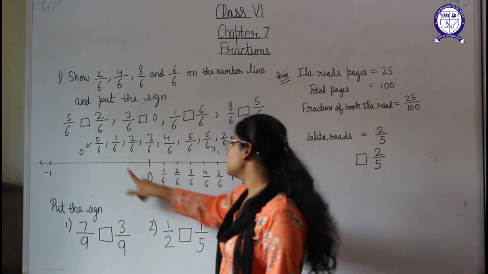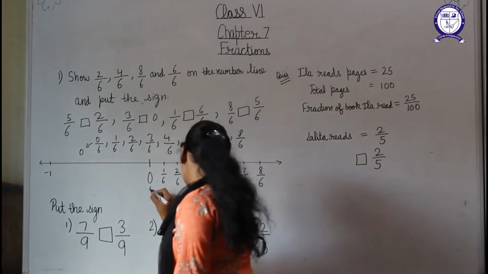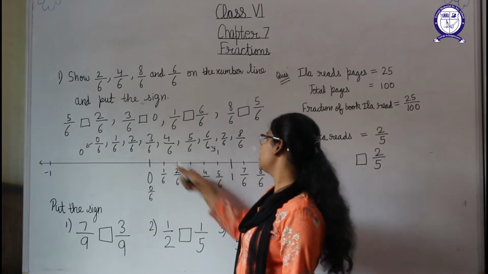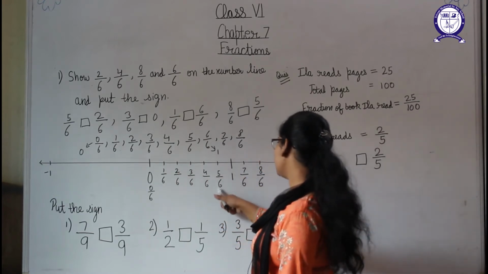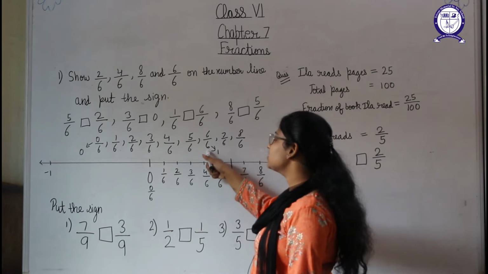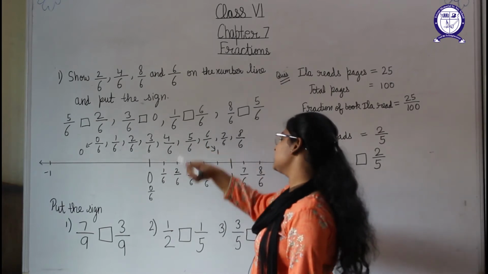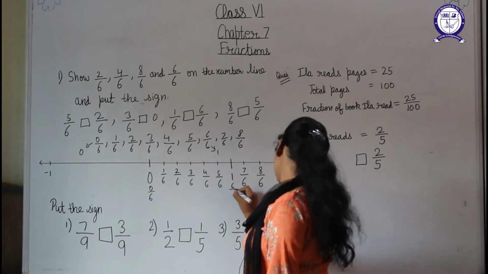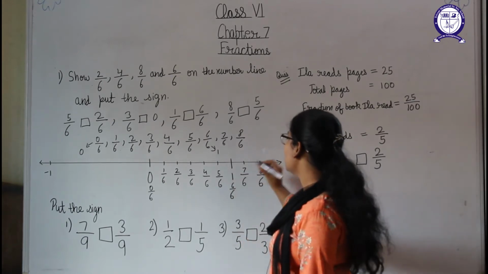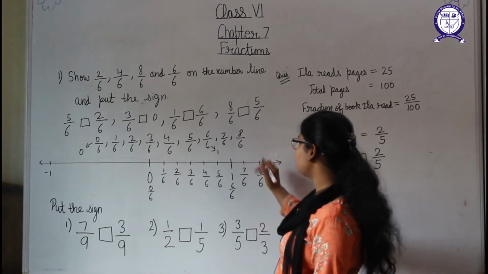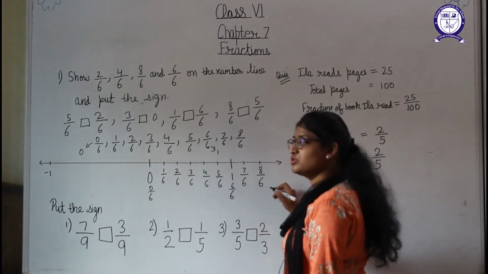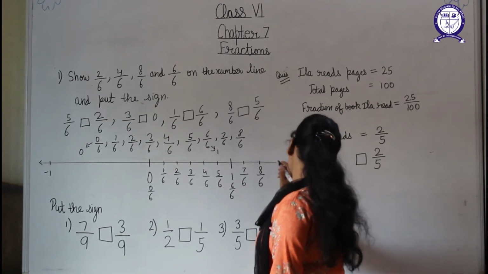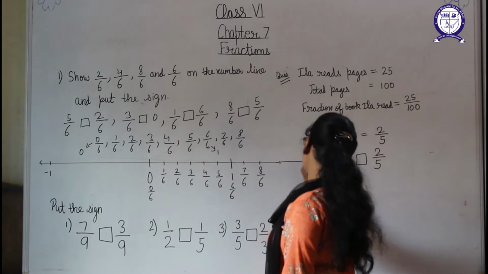So it is 0, or we can say 0 by 6. Now 1 by 6, 2 by 6, 3 by 6, 4 by 6, 5 by 6 and 6 by 6. 6 by 6 gives us 1 because 6 and 6 cancel out and it gives us 1. So 6 by 6 is 1 here. After that, at equal gaps there will be 7 by 6 and 8 by 6 also. If we extend this number line, we can get up to 2.